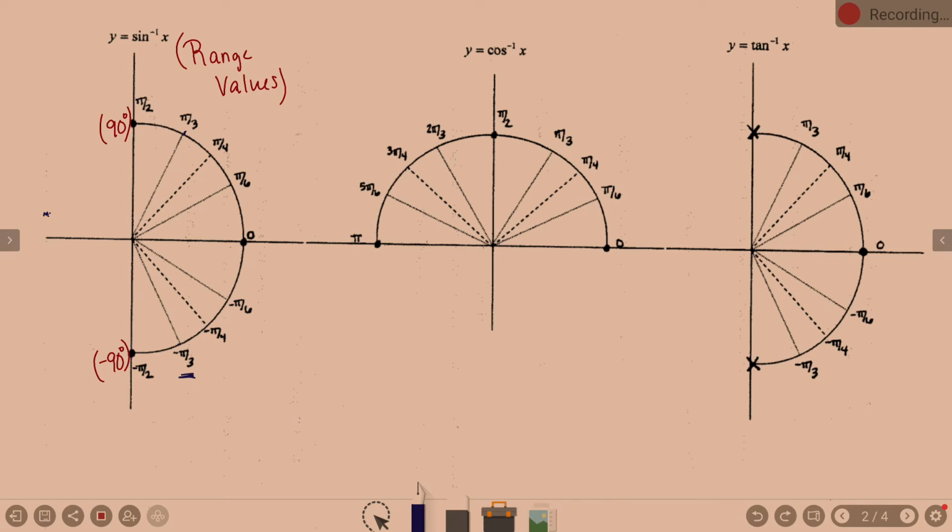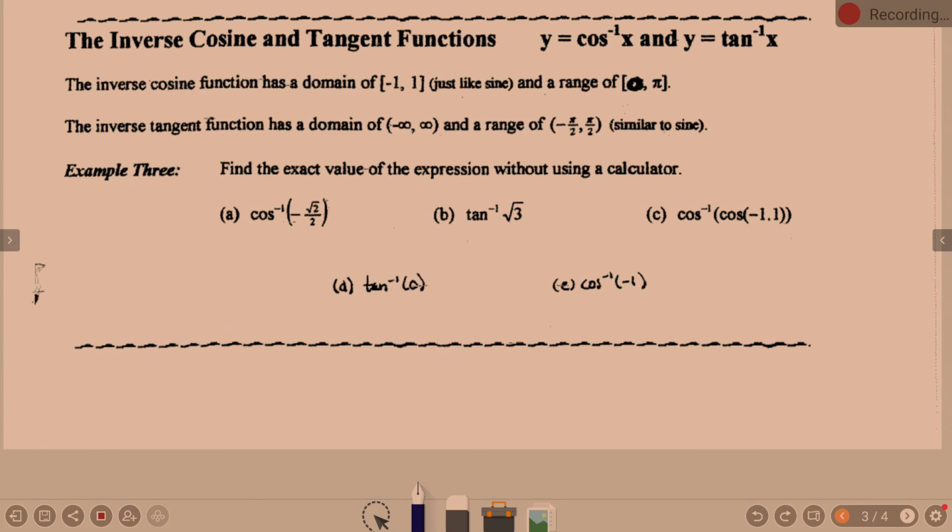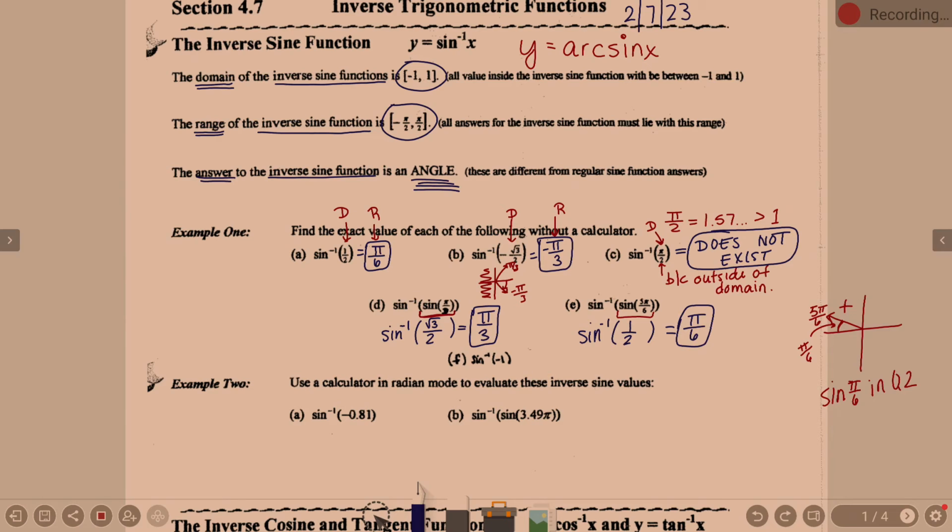Okay? So that hopefully answers the question from earlier. And there's proof, right? Excuse me. We have a little F thrown in there. Okay. Sine inverse of negative 1. So that is on the domain.